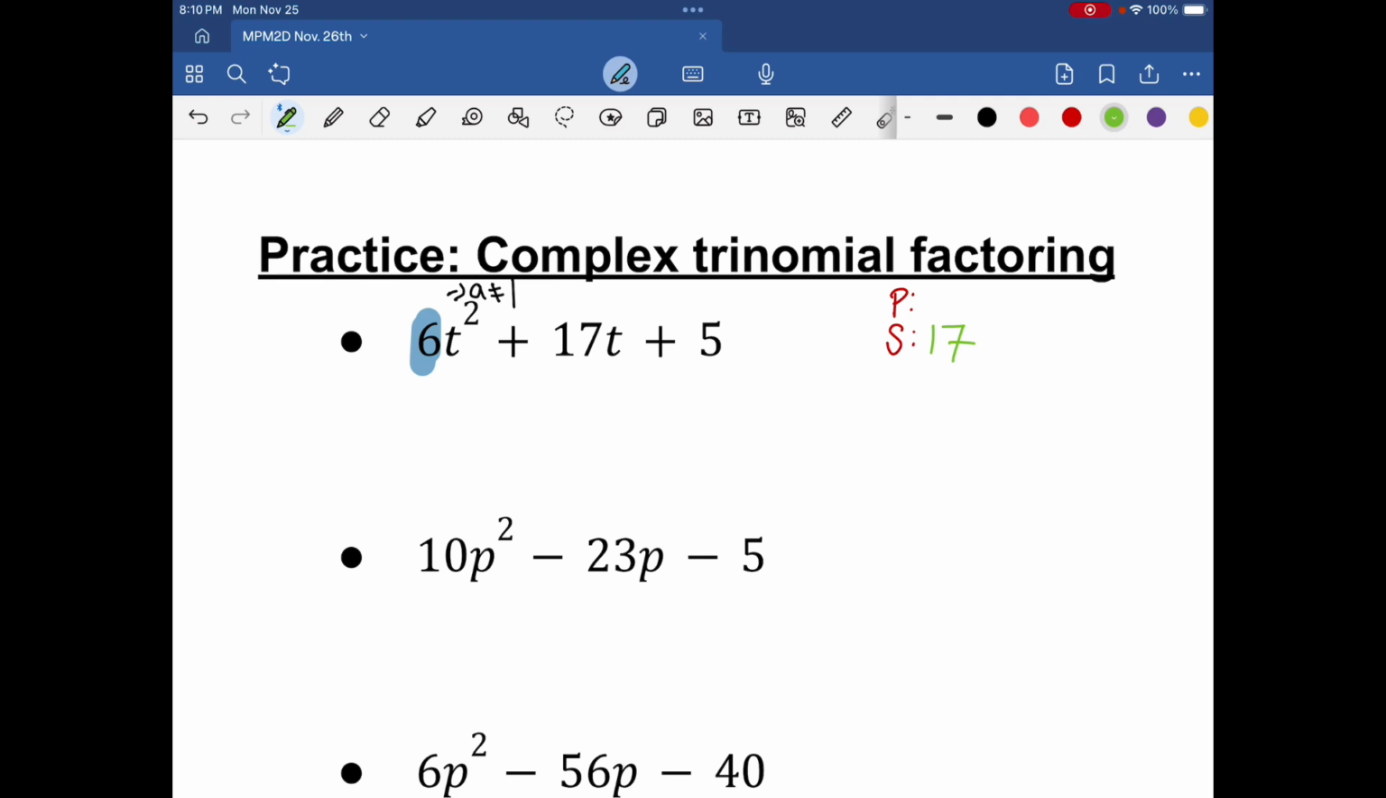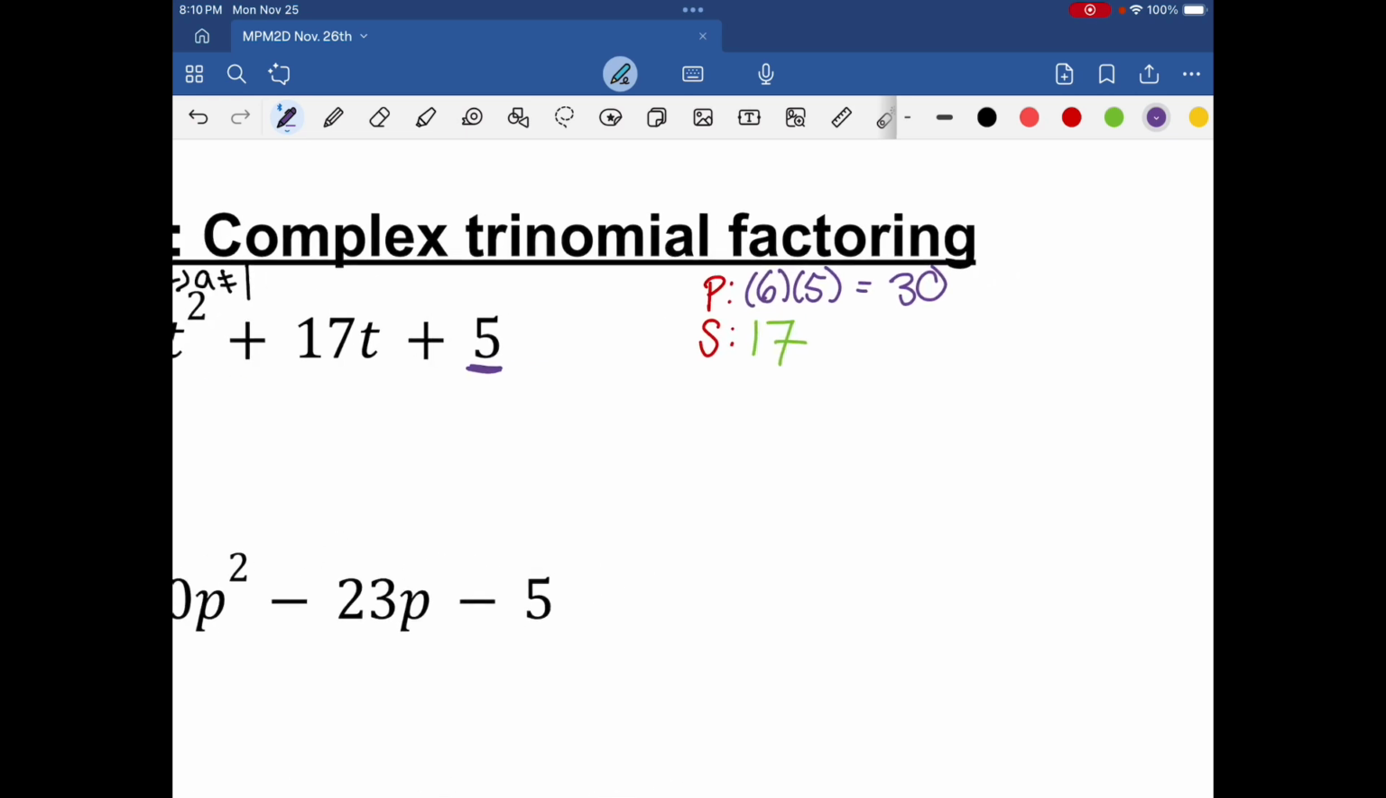My product I have to find by doing 6 times 5, because for a complex one, I multiply the number of my squared term, the coefficient, and my constant term together, which gives me 30. So I'm trying to find two numbers that multiply to make 30, but add to make 17. My suggestion is always find the numbers that multiply to make your product, because that limits the possibilities.